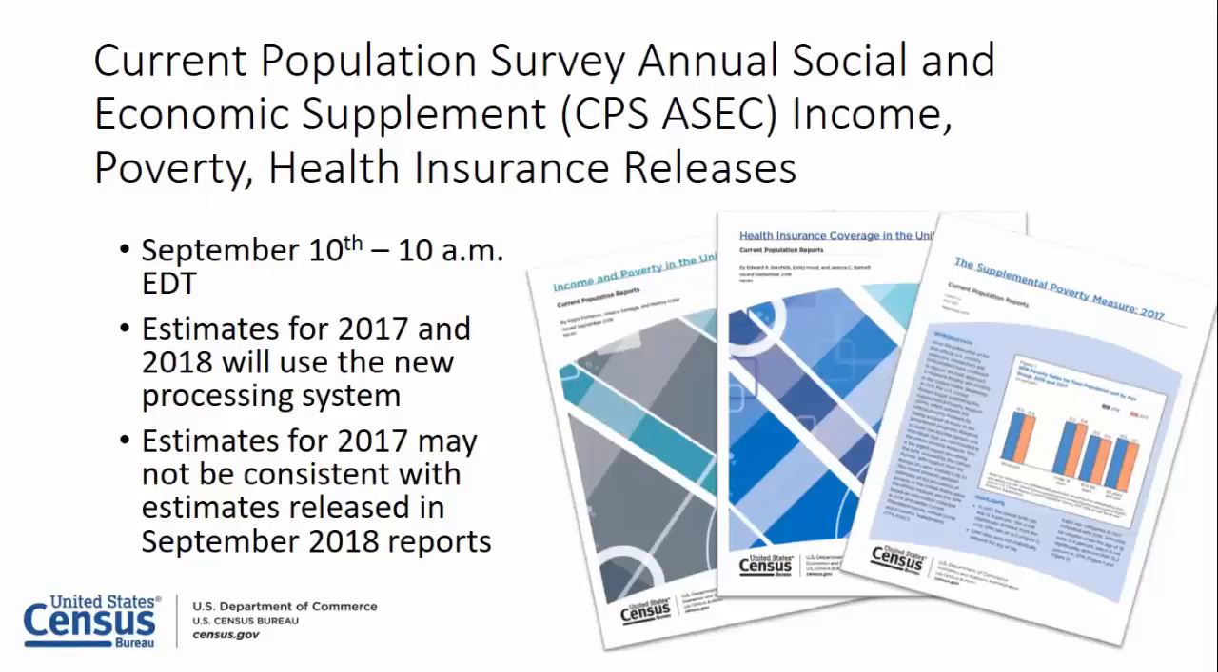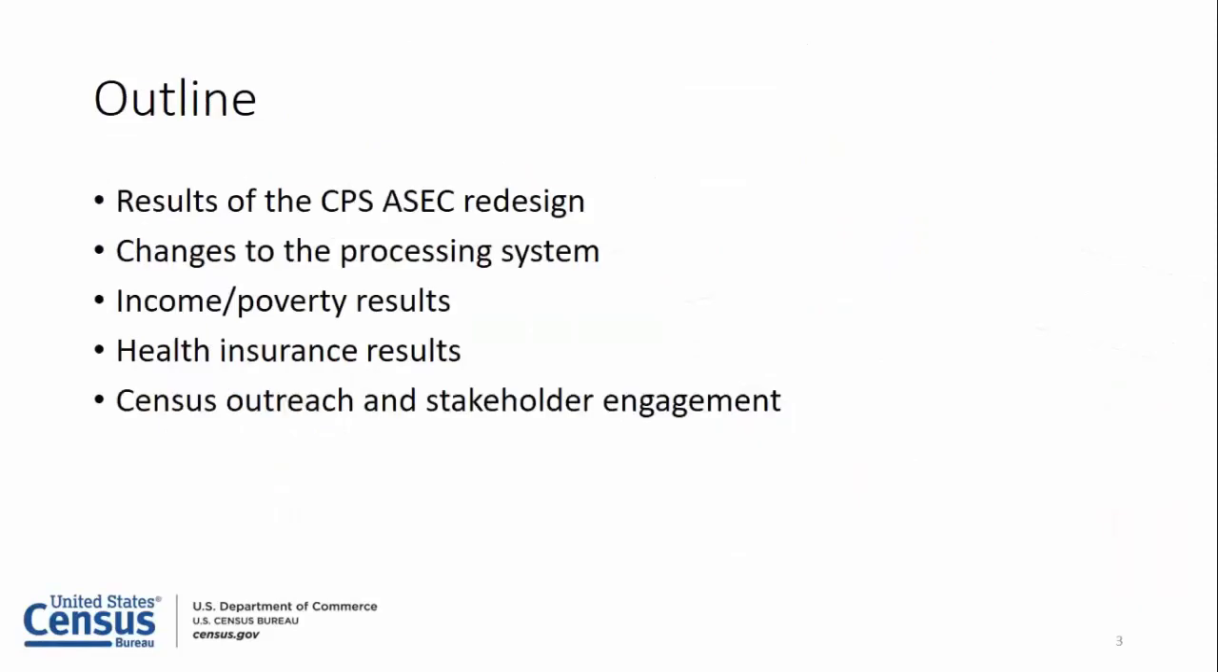Estimates for both 2017 and 2018 in these reports will use data from the Current Population Survey Annual Social and Economic Supplement, or the CPS ASEC, processed using our updated system. I'm going to start with a brief background on the redesign of the CPS ASEC and the subsequent updates to our processing system. After the background, I will present some estimates that highlight the effect of system changes on characteristics of interest. I will wrap up by discussing some of our outreach efforts to date.